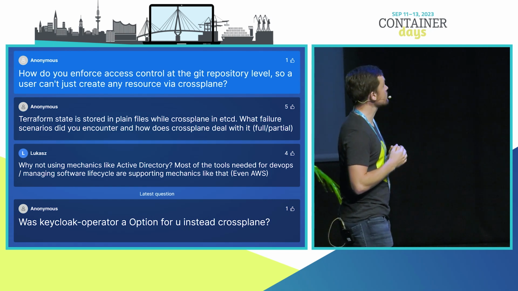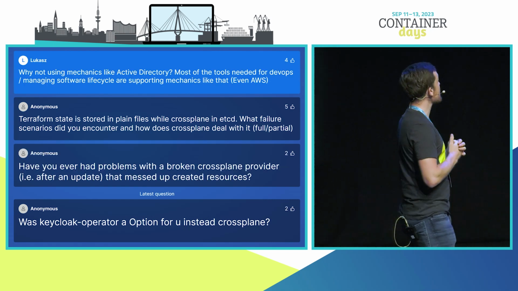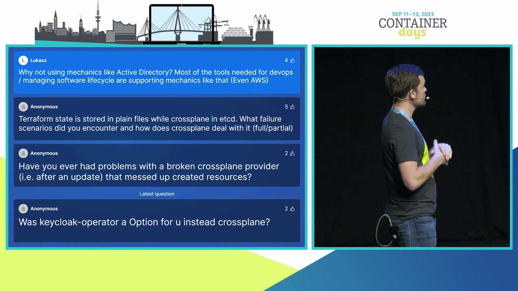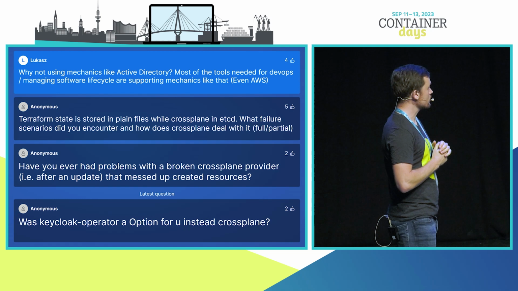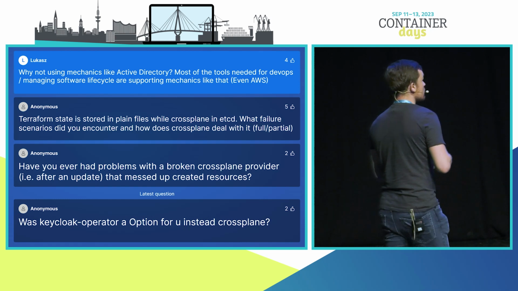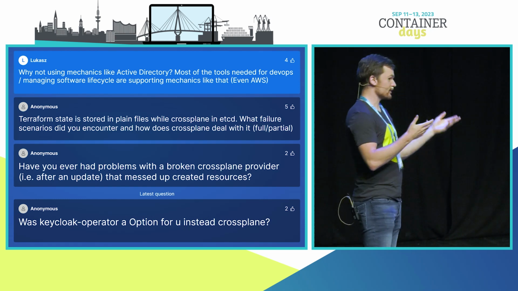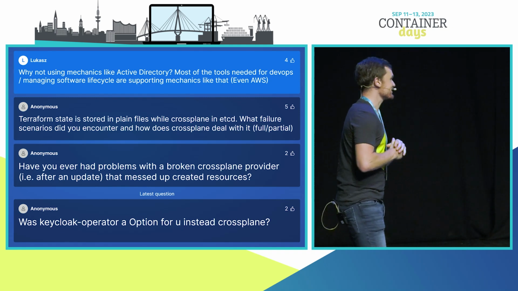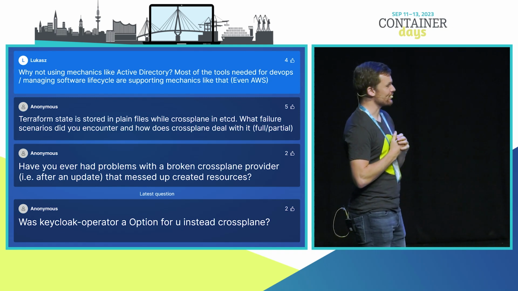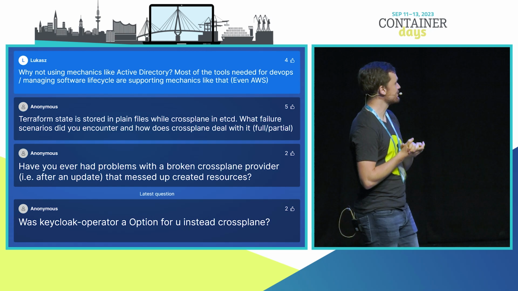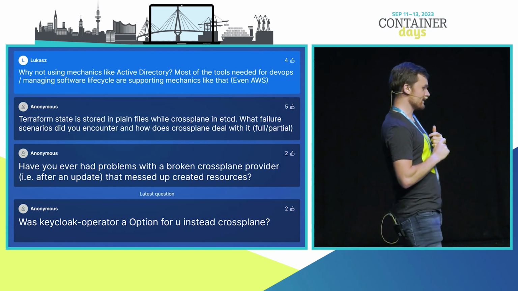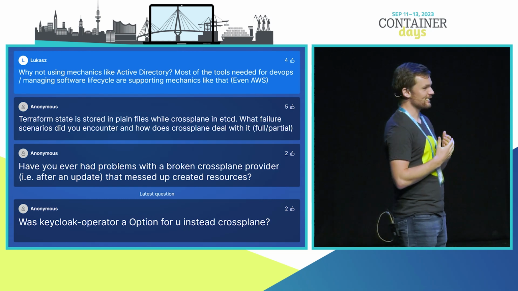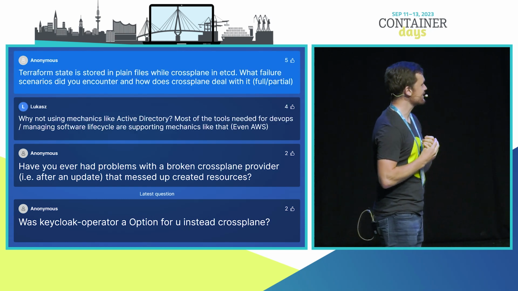Next one. Why not use mechanisms like Active Directory? Most of the tools needed for DevOps management and the software lifecycle support mechanisms like that, even AWS. So yeah, the requirement of the customer was to not do that. So that wasn't an option there. Yeah, I guess you also have to go with the customer, and there are different tools, different people enjoy using different tools. It's not always technical reasons.